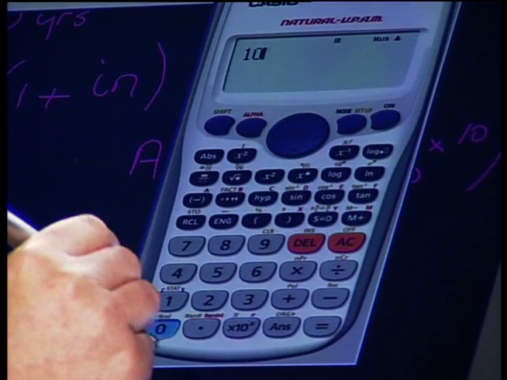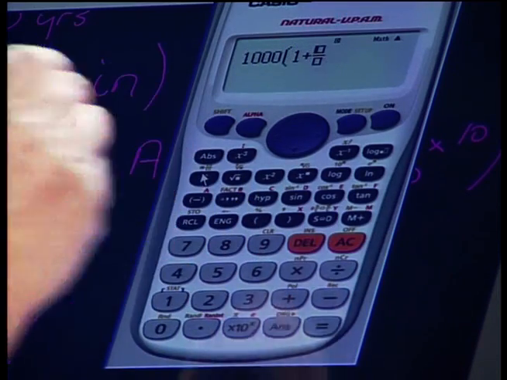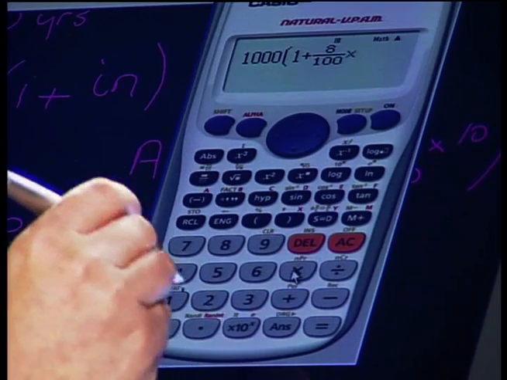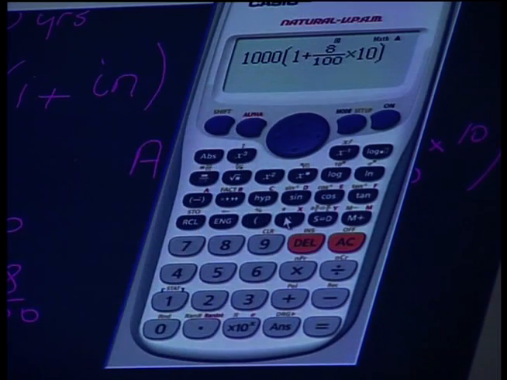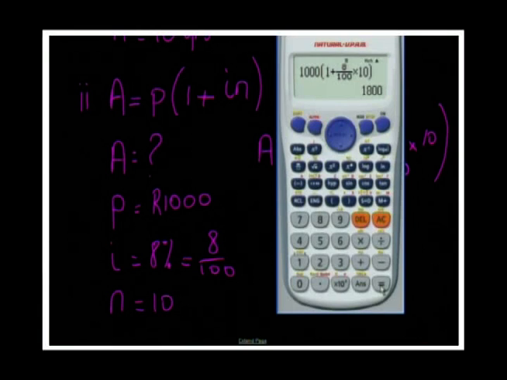Remember, I told you your accumulated value is your principal plus the interest. So if he started with 1,000 Rand and he earned 800 Rand in interest, what are we expecting this to be? We're expecting him to have 1,800 Rand. Let's see if our calculation actually gives us that answer. So we're going to have 1,000 Rand, open my brackets, 1 plus a fraction. I've got 8%, and then times by the number of years. Don't forget to close your bracket and press equals: 1,800 Rand, exactly what I was expecting it to be.